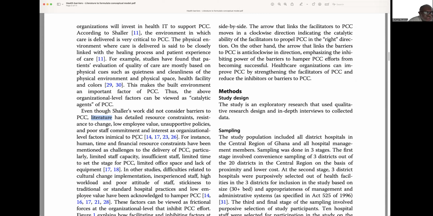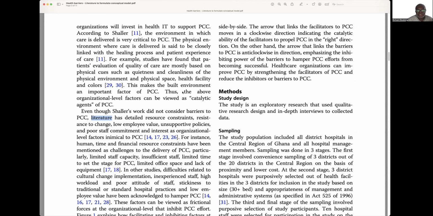Okay. So literature has detailed, and this literature is what you're going to use in the work. For instance, human and financial resource constraints have been mentioned as challenges to the delivery of patient-centered care, particularly limited staff capacity, insufficient staff, and limited time to set the stage for patient-centered care, limited office space, and lack of equipment. So all of these things are part of what he points out.